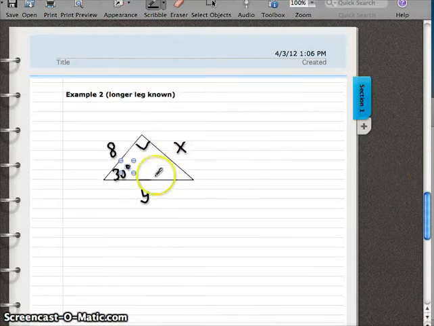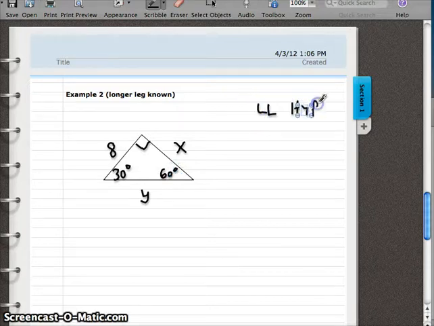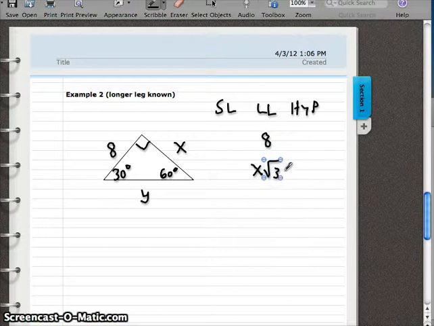Alright, so we know the long leg because it's across from our 60-degree angle. So in our table here, we know that the long leg is 8. Remember, our formula was whatever the short leg is times the square root of 3, and that equals 8. So that's the long leg. So this will help us solve for the short leg. We're missing the short leg in this equation.